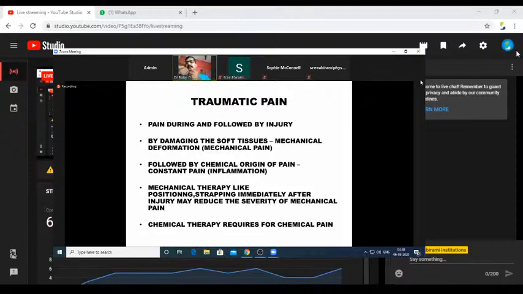Followed by the traumatic pain, what happens in the tissue is inflammation. So the tissues get injured. Okay, the tissues get injured, and followed by the injury, that inflammation starts. So that is damaging the soft tissue.